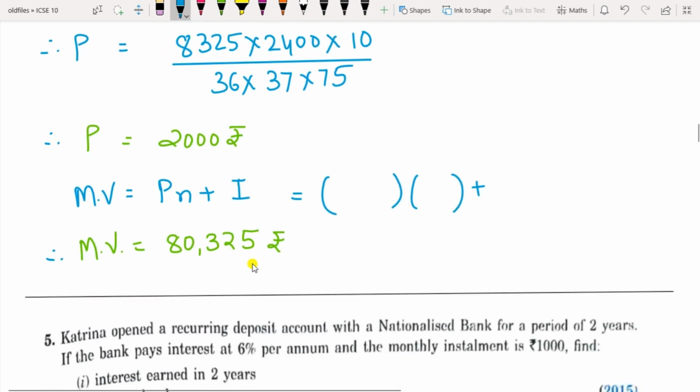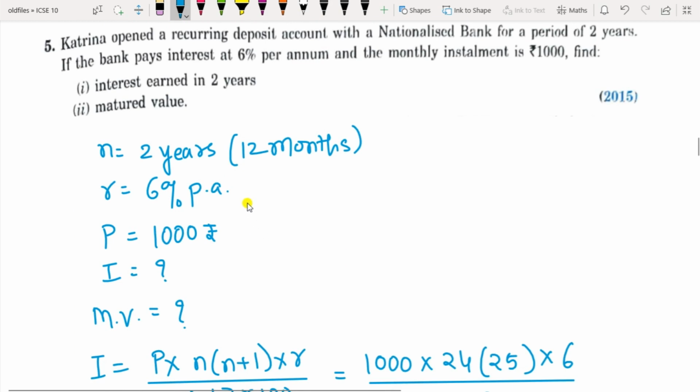Then you have to find the maturity value, so Pn plus I, that is 2000 into 36 plus 8325. That gives you 80,325 rupees. That will be the maturity value.